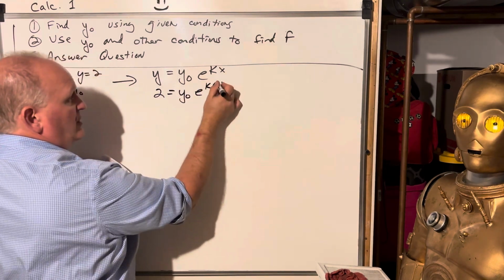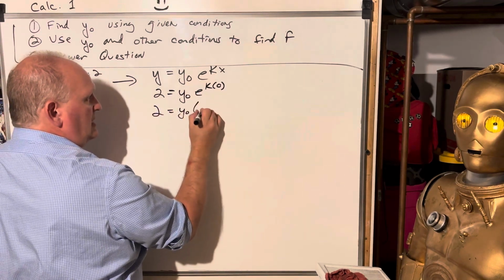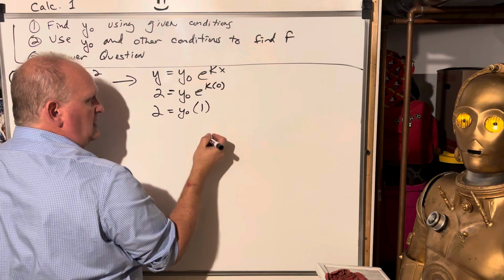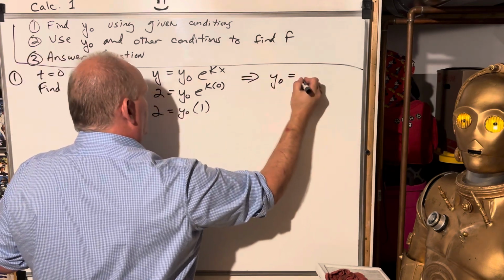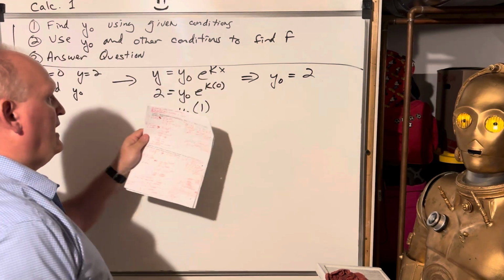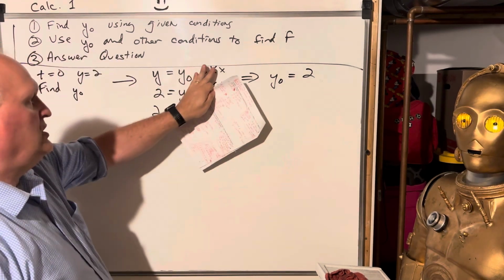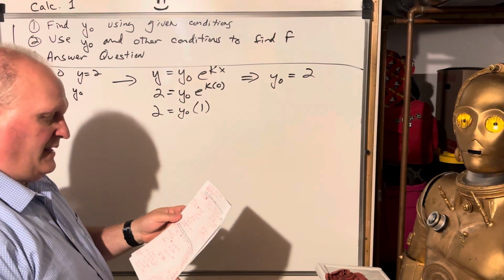And now remember, anything to the 0 power is 1. So this is really just 2y0 times 1. So y0 is 2. And when you work this equation over and over again, and they give you an initial condition, you can just go right to there. You can just jump to right there without all of that.